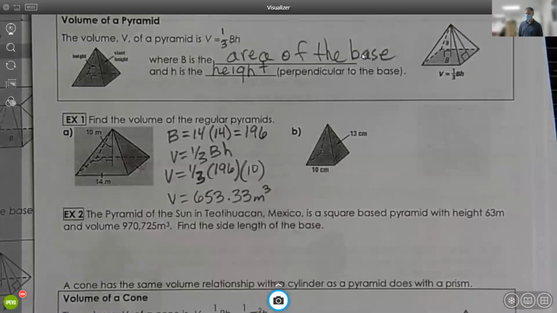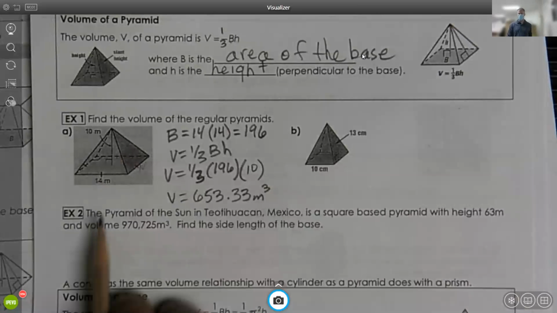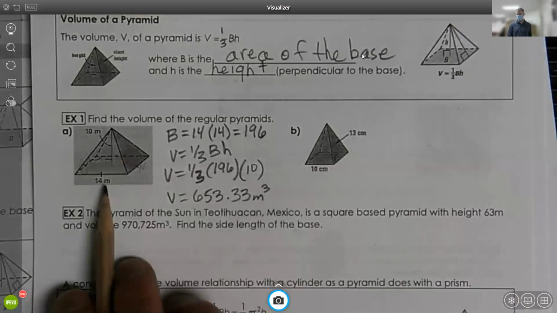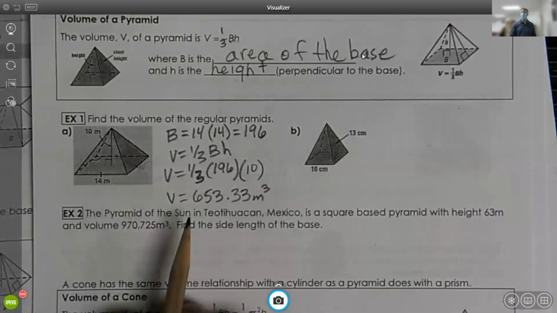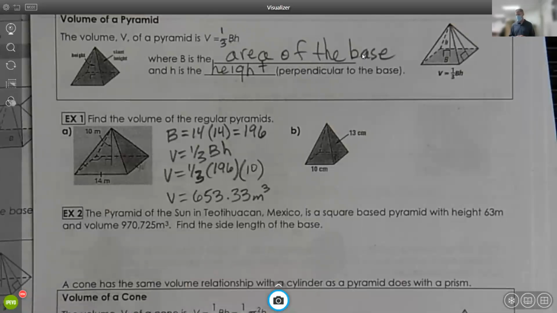So these are meters cubed. You notice that the units in the picture talk about meters. So what this is implying is that there would be 653 square blocks. If these were meters, these square blocks would be inside of this pyramid.